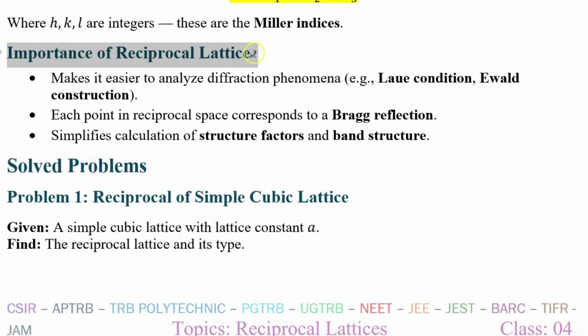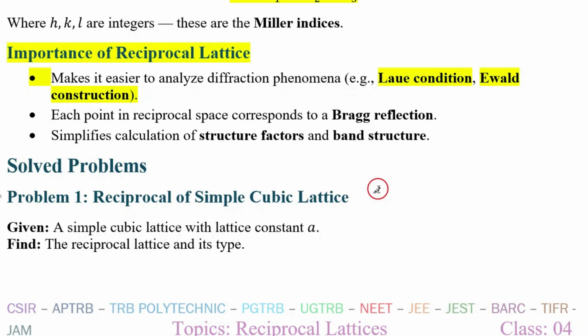Next, what is the importance of the reciprocal lattice? So it is also called as the Laue condition and Ewald construction. Idu ketalo these are all the reciprocal lattice. So another name of the reciprocal lattice is called Ewald construction. So it makes it easier to analyze diffraction phenomena under those conditions.